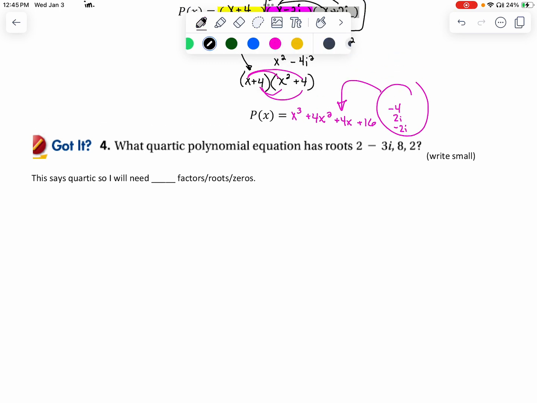What quartic polynomial has these given roots? Okay, so this one is a big deal. This says quartic, so I'm going to need 4 factors. Take a look at this first answer. How weird is that? They're telling us that x equals 2 minus 3i. You know what that implies? That would mean that x would equal 2 plus 3i because of that theorem I just taught you on the previous page. They're also saying that x equals 8, and they're also saying that x equals 2.